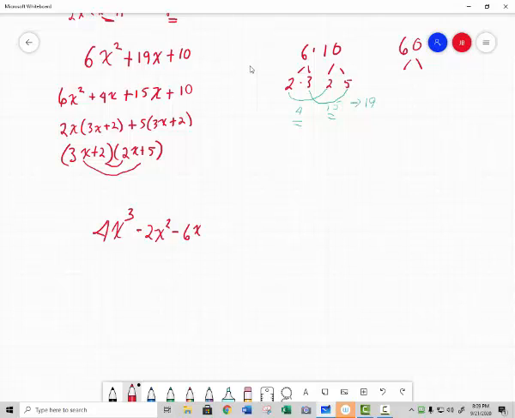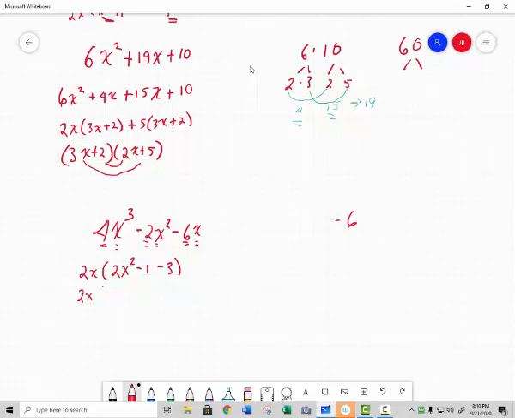Now the first thing I want you to know is I've got a 2 common here, here, here. I also have an x common. So I can factor, before I even start, I can write this as 2x times 2x squared minus x minus 3. Now normally I would tell you that you're going to multiply 2 times 3 to get negative 6 and go that route. But I want you to look at something.